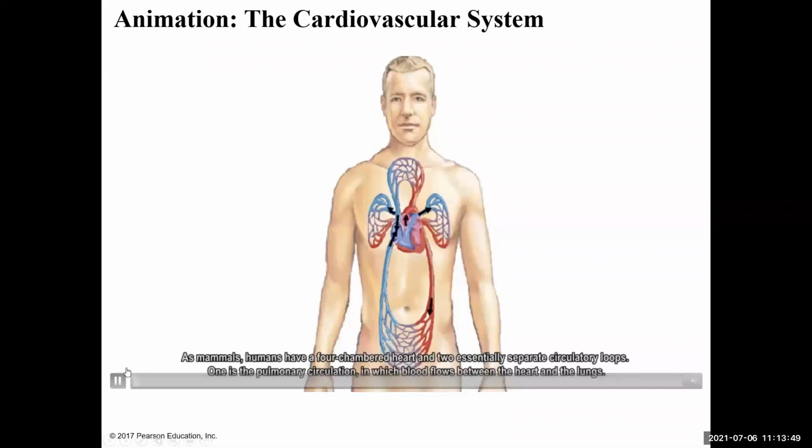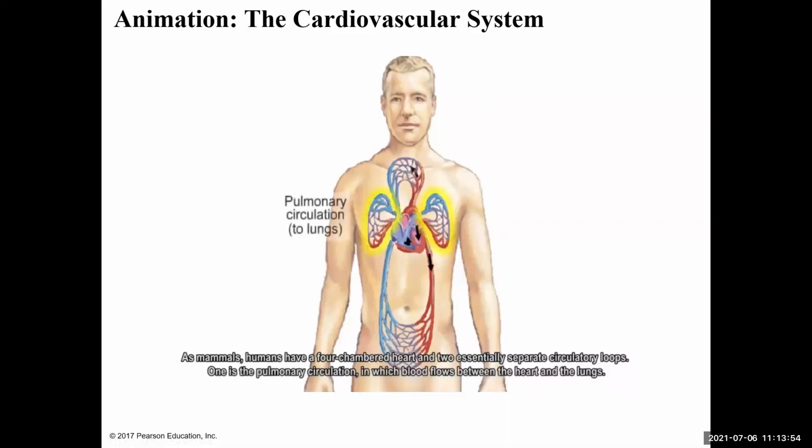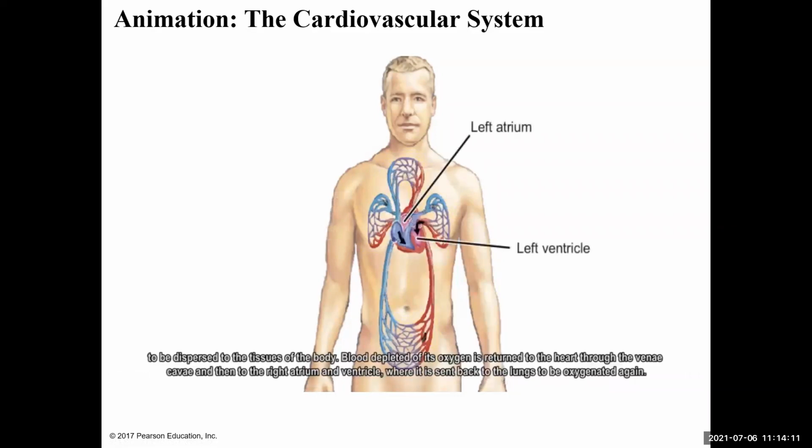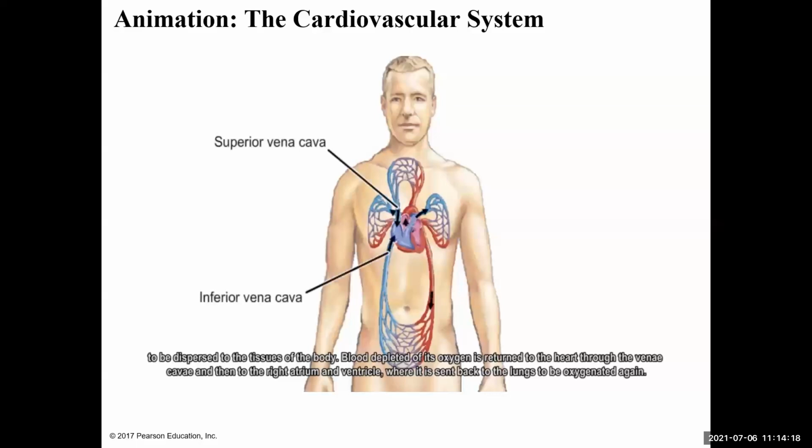Humans have a four-chambered heart and two essentially separate circulatory loops. One is the pulmonary circulation, in which blood flows between the heart and the lungs. The other is the systemic circulation, in which blood circulates between the heart and the rest of the body. Blood that is loaded with oxygen is carried from the lungs to the left atrium, then to the left ventricle to be dispersed to the tissues of the body. Blood depleted of its oxygen is returned to the heart through the vena cava and then to the right atrium and ventricle, where it's sent back to the lungs to be oxygenated again.